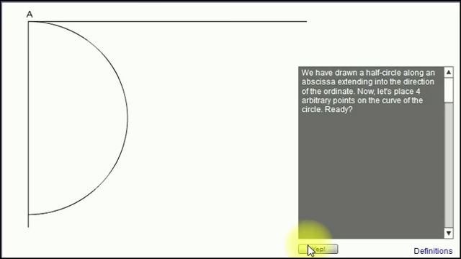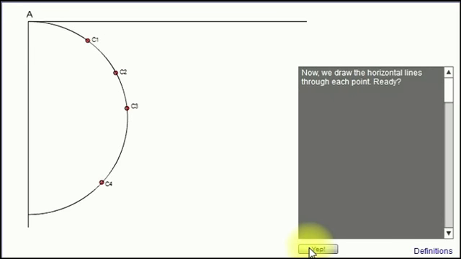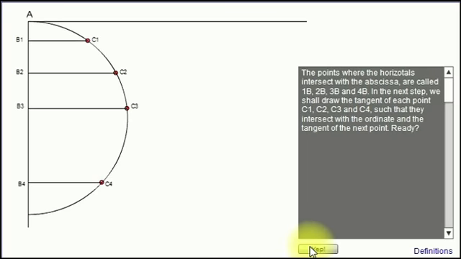We shall place some points on the curve, and we are naming these points, as can be seen, C1, C2, C3 and C4. In the next step, we are drawing the ordinates. The ordinates have their starting point at the axis, and these starting points we shall name B1, B2, B3 and B4.